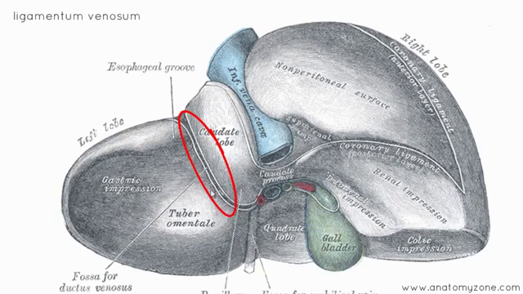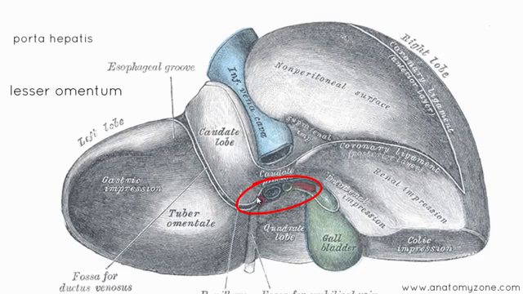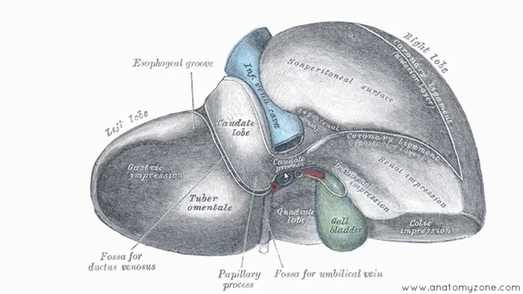So from the ligamentum venosum and the porta hepatis, you get the lesser omentum, which connects the liver to the lesser curve of the stomach and to the first part of the duodenum. The peritoneum, which encloses the liver, meets to form this double layer of peritoneum at the porta hepatis, and it connects the porta hepatis to the lesser curvature of the stomach and the first part of the duodenum. This is called the lesser omentum.